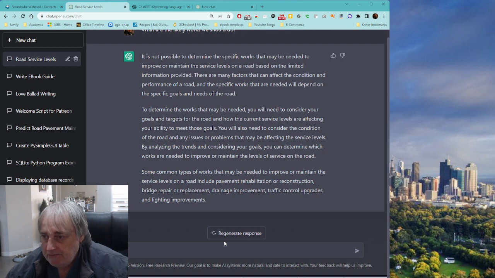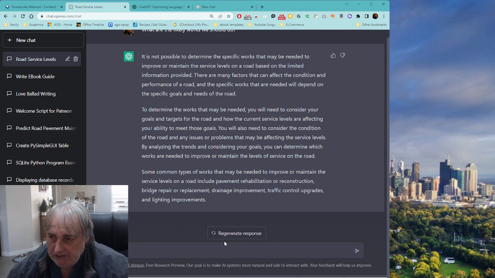So determining the works that may be needed, you will need to consider your goals and targets for the road, and how current service levels are affecting your ability to meet those goals. You also need to consider the condition of the road and any issues or problems that may be affecting the service levels. By analysing the trends, and here we go, trends, and in the last plans I've been doing, I've been tabulating those trends for the clients so they can start to look at these things. By analysing the trends and considering your goals, you can determine which works are needed to improve or maintain the levels of service on the road.